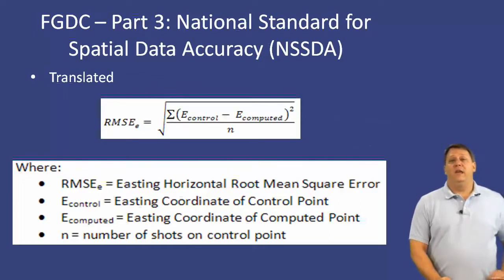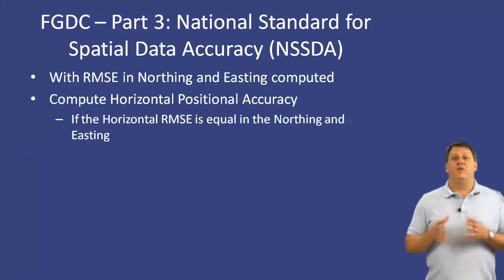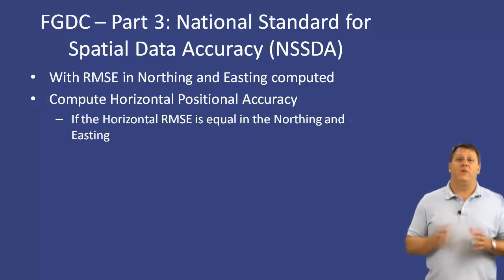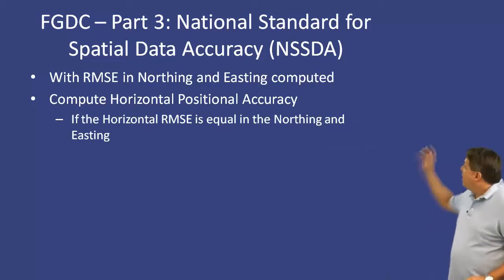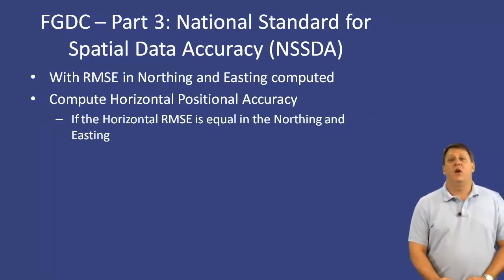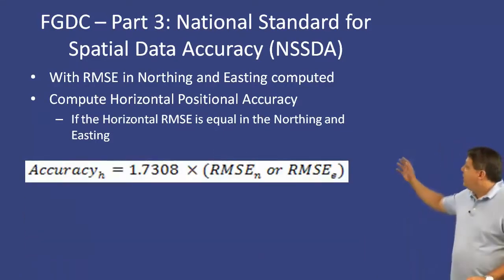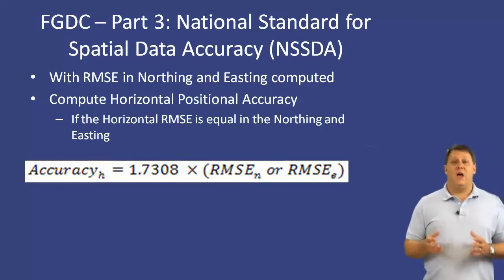Once we have the root mean square error in northing and easting computed, now we have to look at those values because we have some scenarios for computing horizontal positional accuracy. If our northing root mean square error and our easting root mean square error are equal, to compute our horizontal positional accuracy, it is equal to 1.7308 times the value of your root mean square error in the northing or the root mean square error in the easting.